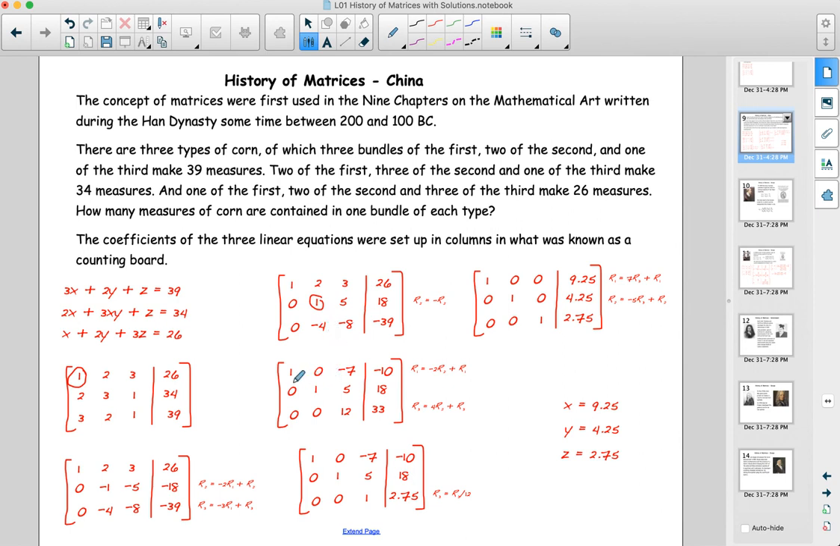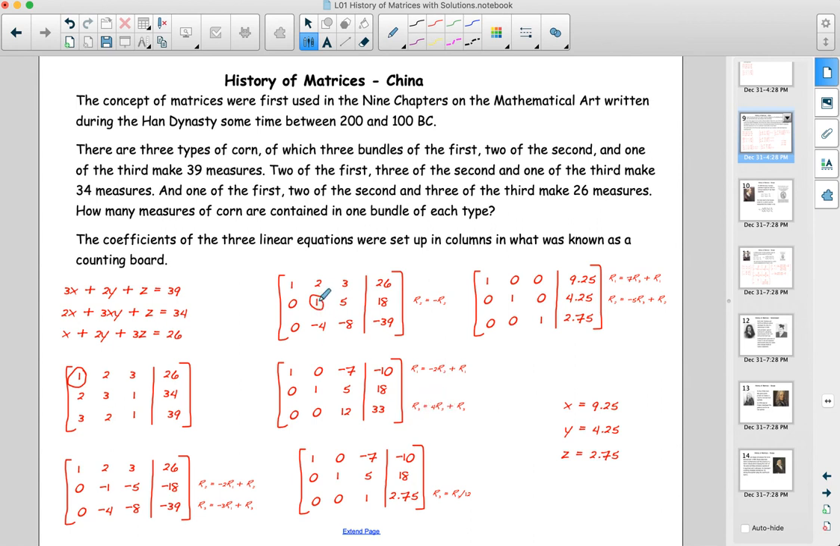So I'll walk you through that now. We're going to multiply row 2 by -2. So 0 times -2 plus 1 gives me that. 1 times -2 plus 2 gives me that. 5 times -2 plus 3 gives me this. 18 times -2 plus 26 will give you this. And then we'll repeat what we're going to do for row 3.